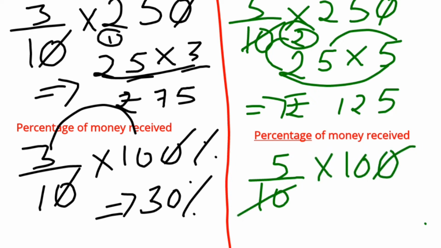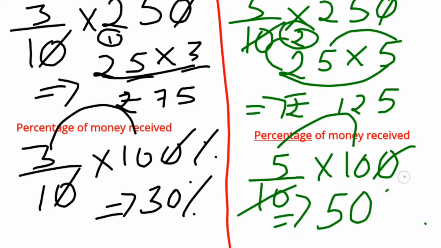0 cancel with 0. 5 tens are 50. So 50% is the share of money that C is receiving from the given amount. I hope now it is clear how to convert ratios into percentage.